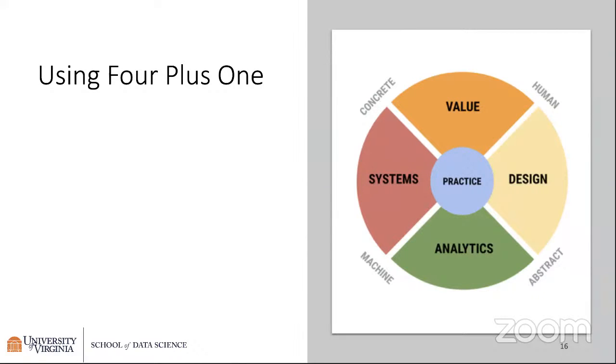Okay, so let me summarize a little bit about this 4+1 model and say with a couple of key points here. First one is that this is not unlike these process models that people have thought of in terms of doing data science. This 4+1 model is not a linear model, but we typically start with value, okay? So it isn't like you go from value to design to analytics to systems. We don't think about it that way, but we do say that you start with value.